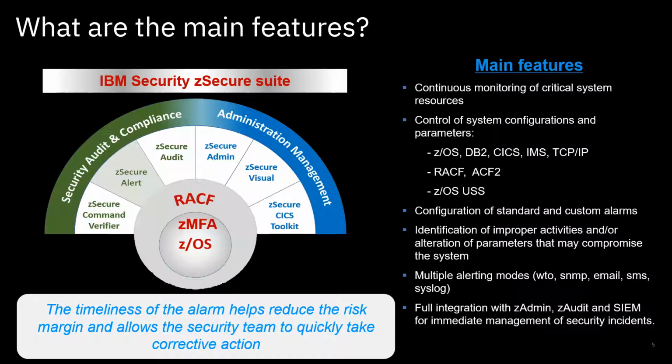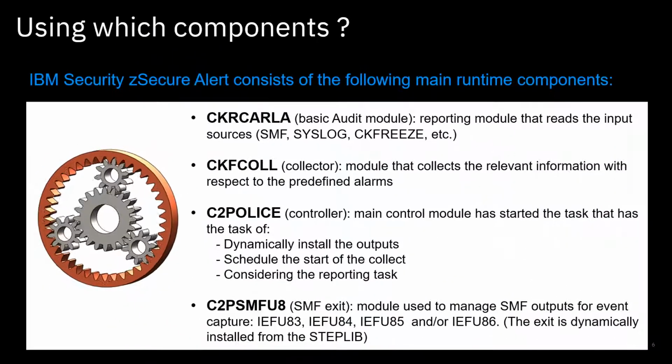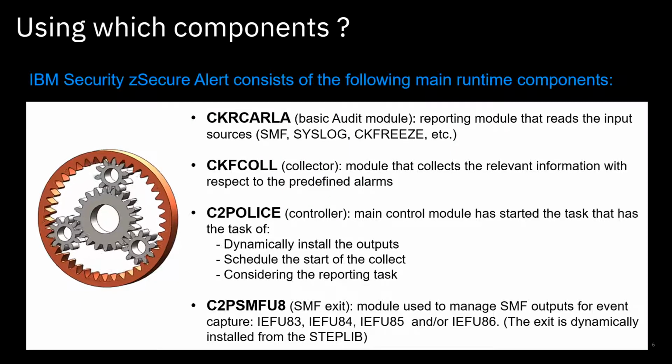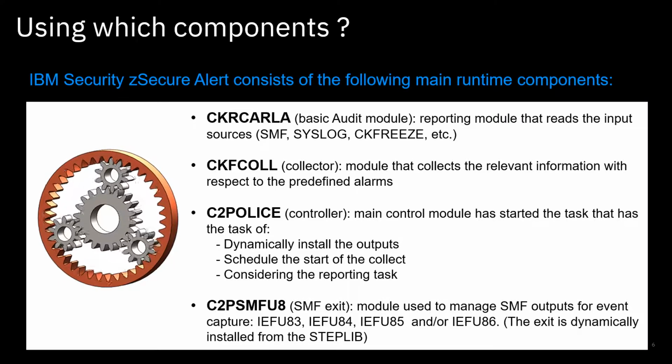The alerting can be done in different ways: by WTO on the system console, using SNMP messages, sending SMS or sending a mail, and forwarding events by the syslog protocol. zSecure Alert uses 4 main components: the zSecure CARLa engine, the reporter module that reads and processes the input source for zAlert, such as SMF records, WTO, RACF database, and the configuration information from the CKFREEZE dataset.